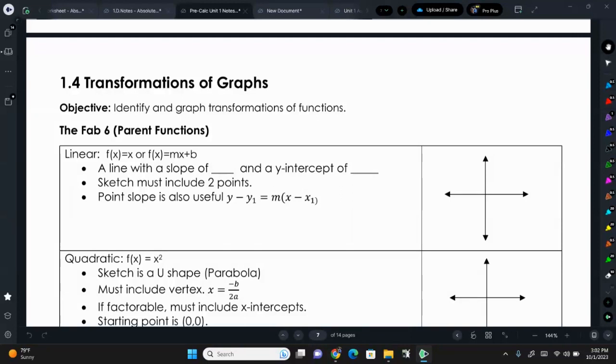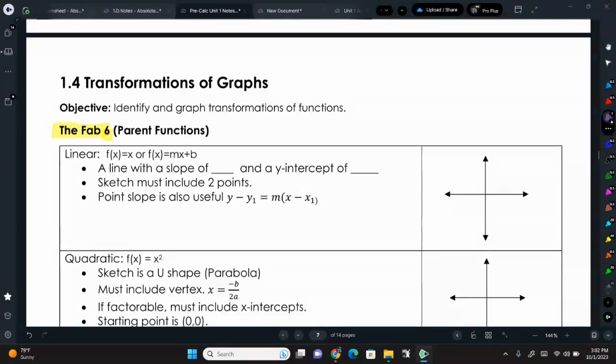Section 1.4 is about transformations of graphs, and we're going to be talking about 6 parent functions. I call them the Fab 6 or the Fabulous 6 functions, and you studied these functions before, but now we're going to look at them through a pre-calculus lens. What that means is we're going to take steps a little bit further with some different notation, but it also means that we don't have to do all those exact same steps that we did last year.